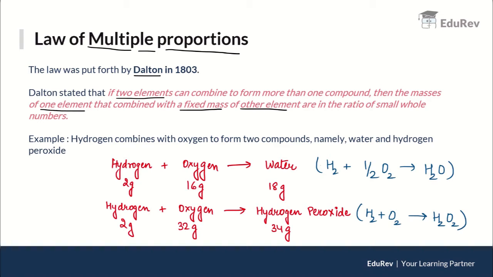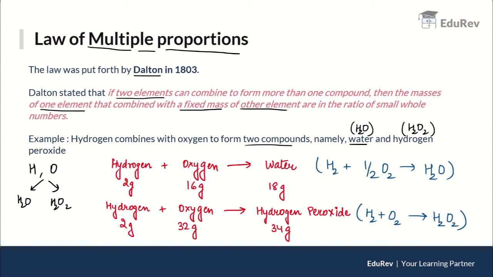Let's say hydrogen combines with oxygen to form two compounds, namely water represented by H2O and hydrogen peroxide represented by H2O2. Okay, so here look, hydrogen plus oxygen gives water, and in the other reaction it gives hydrogen peroxide. So here you can see that hydrogen and oxygen have formed two types of compound. One is water and one is hydrogen peroxide, right?